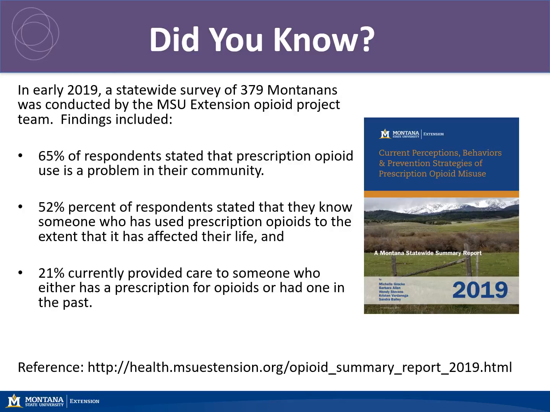In early 2019, a statewide survey of 379 Montanans was conducted by the MSU Extension Opioid Project Team. And findings included 65% of those respondents stated that prescription opioid use is a problem in their community. 52% of those respondents stated that they know someone who has used prescription opioids to the extent that it has affected their life. And 21% either currently provide care to someone who has a prescription for opioids or had one in the past. This data shows the need for community awareness and education across Montana.